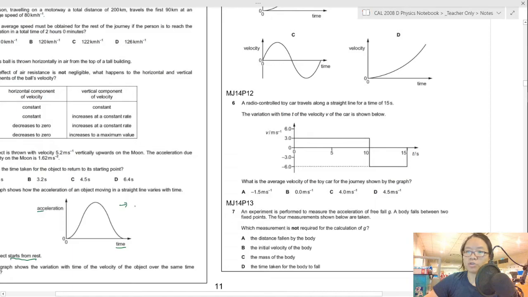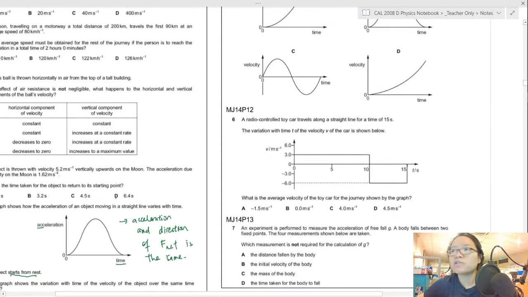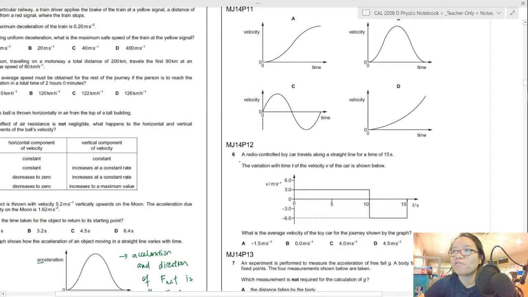I didn't mention in my video previously what that means, but I'm just going to write it here. If the acceleration is positive, acceleration and the direction of net force must be the same. This means your net force is always in one direction. If your force is always in one direction, it is impossible for your velocity to change direction. Think about it, you have a ball rolling on the floor, and if there's no opposing force in the opposite direction, your ball wouldn't suddenly change direction.